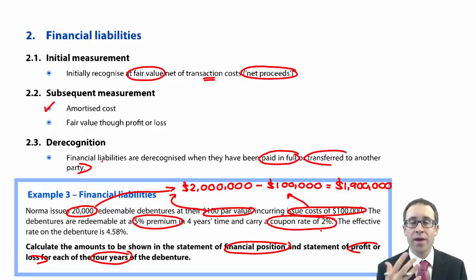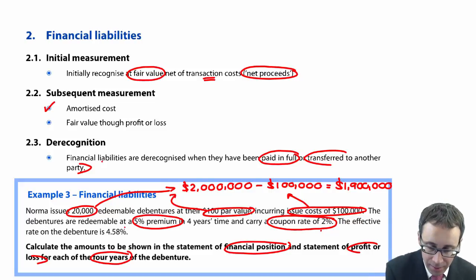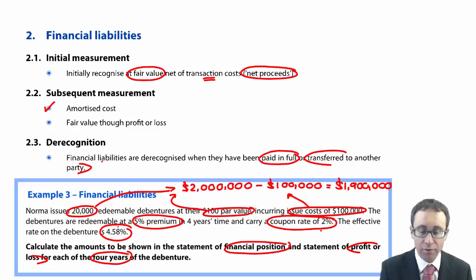Again, however, when we're doing the accounting, we need to account for it based upon the substance. And the substance is that we've borrowed 1.9 million. We're paying back not just 2.1 million, but also 4 years of 2%. So we need to look at the rate that is effective over the life of the debt. And the rate that is effective is 4.58%.